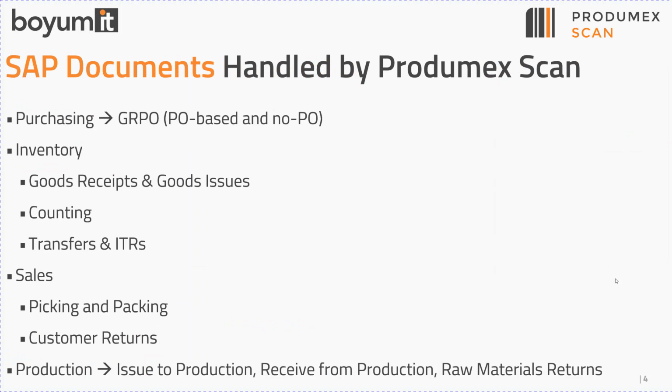Among the SAP documents handled by Scan include the purchasing side, your SAP goods receipt PO, both purchase order based and non-PO based, your goods receipts and goods issues for adjusting inventory if enabled by security on the handheld device, various types of counting documents, as well as inventory direct transfers and inventory transfer requests. On the outbound side, Scan supports picking and packing, which generate the SAP delivery, as well as SAP customer returns.